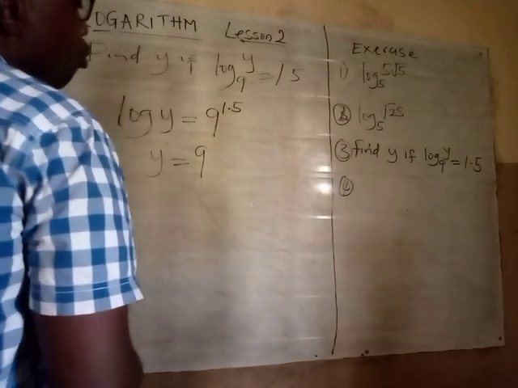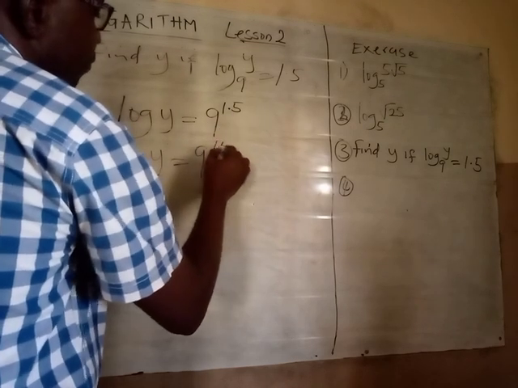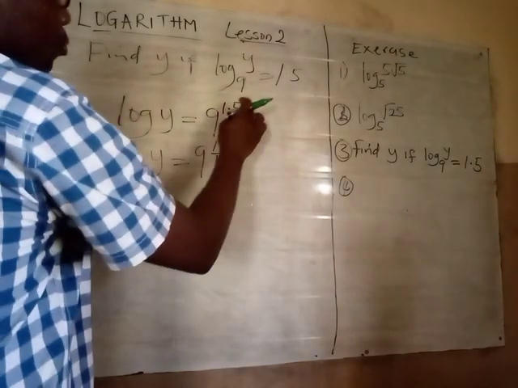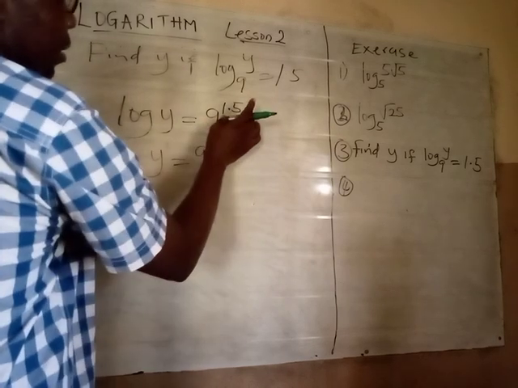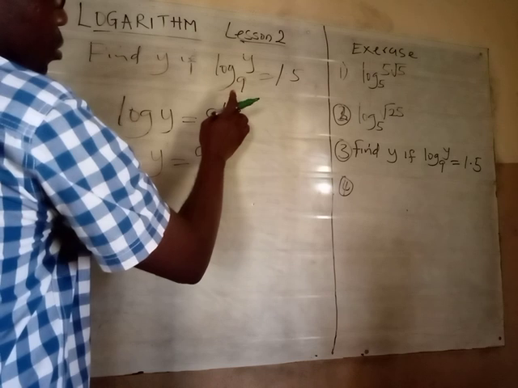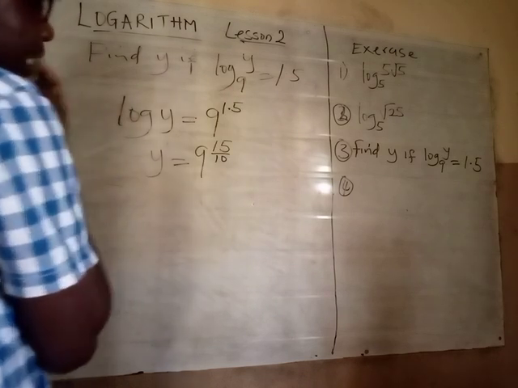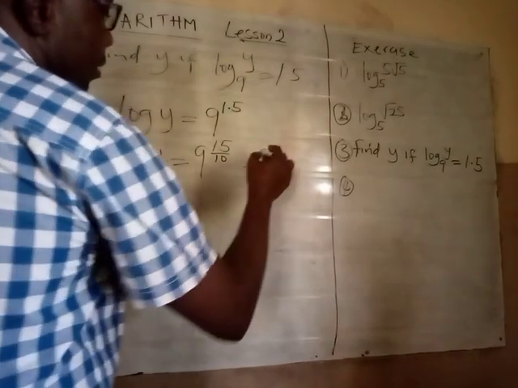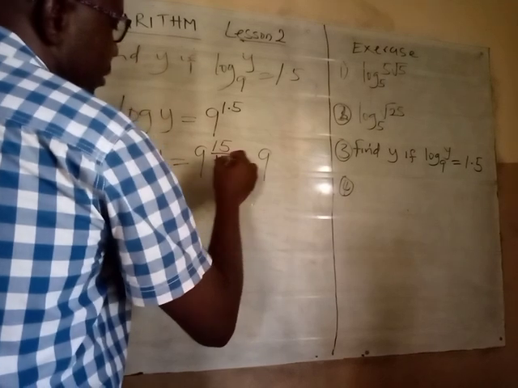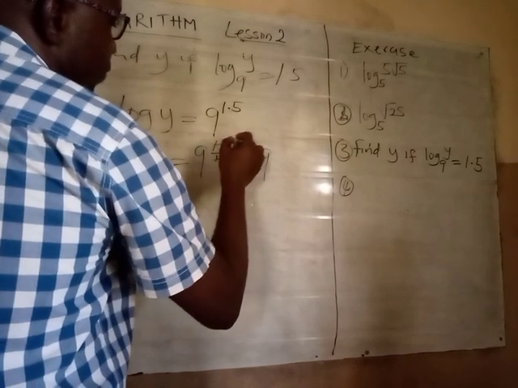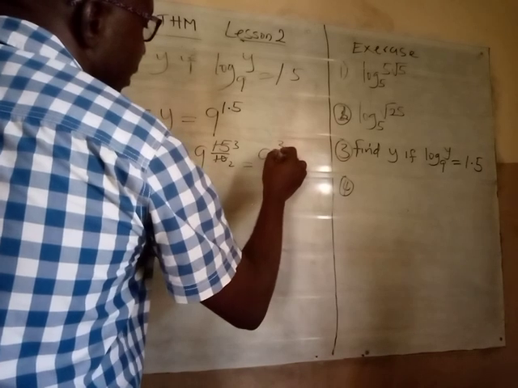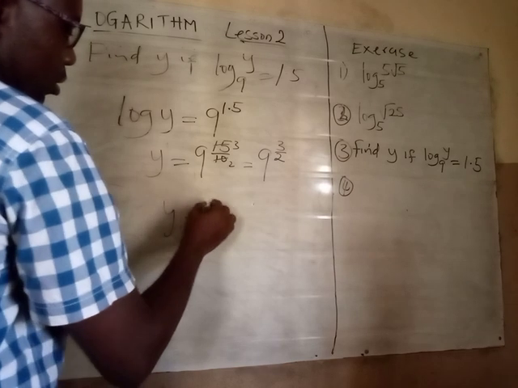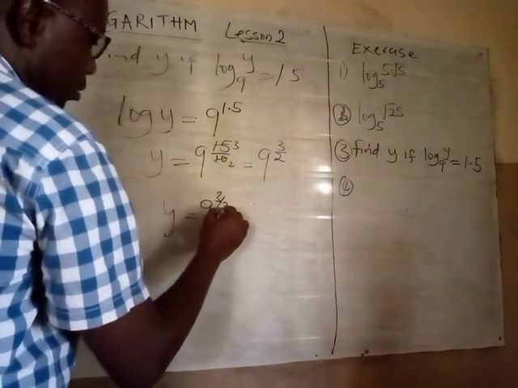I want to make it a whole number by saying 15 over 10. To remove this decimal point, since you are moving one decimal place, it gives you 10. It becomes 15 over 10. If you reduce it, 5 goes into 15 three times and into 10 two times. The same thing as 9 raised to power 3 over 2. So y will be equal to 9 raised to power 3 over 2.